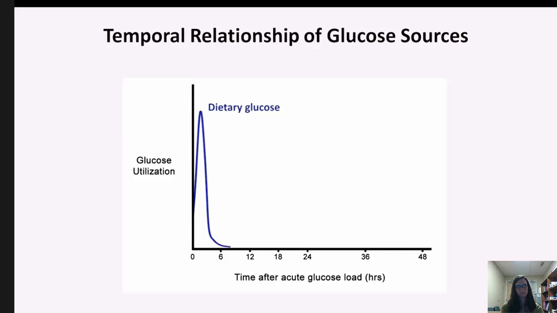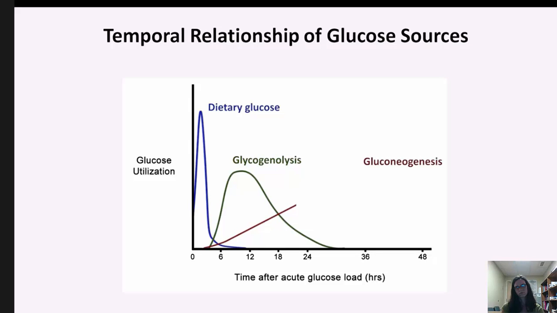However, after approximately 4 to 6 hours, that dietary glucose has been removed from the bloodstream, and the body's metabolism enters the fasting state. Insulin levels are diminished and glucagon increases. This results in glycogenolysis, which provides the body glucose for the next half day or so. At this point, glycogen stores are gone, and metabolism enters starvation mode. This is the point at which gluconeogenesis becomes the primary and eventually the sole source of glucose.